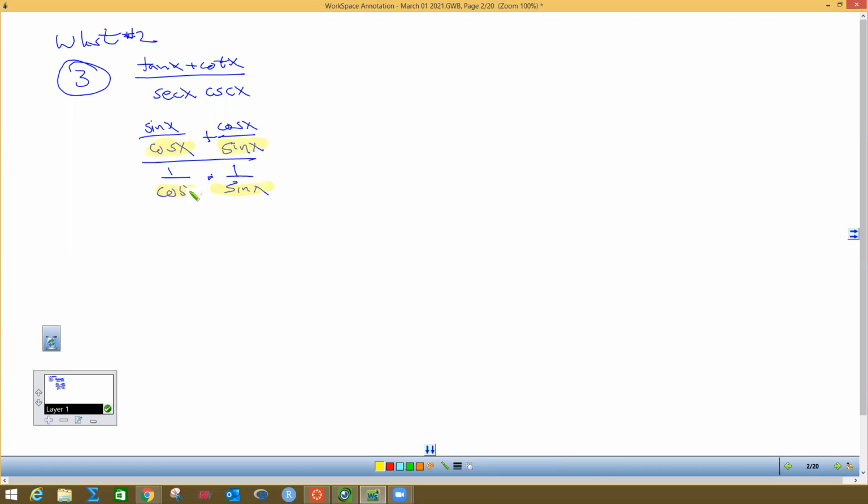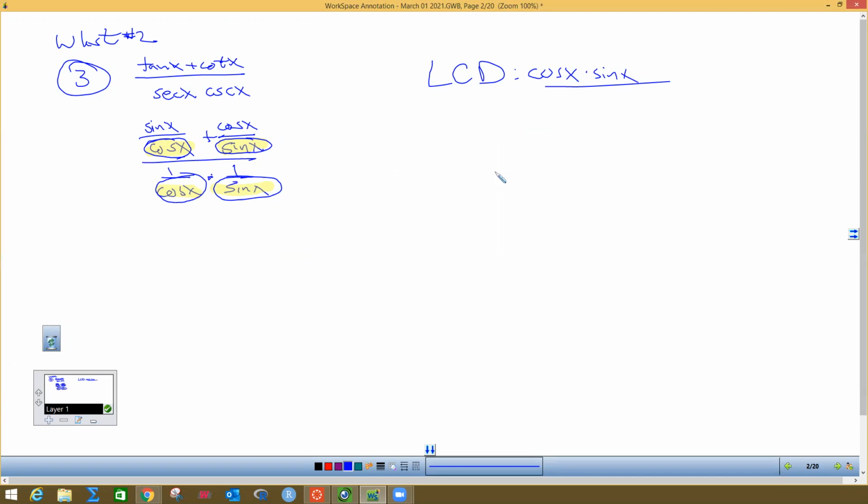There's more than one way. The easiest way, in my opinion, is this. You look at all the denominators, and is there anything in common with all those I highlighted? I think there's a cosine right here, and I think there's a cosine right there. That makes them common, so you're only going to use one cosine. Then I have a sine here and a sine here. Those are common, so I could use one sine, and I've taken care of all the denominators, so this right here is my LCD. Sine times cosine.